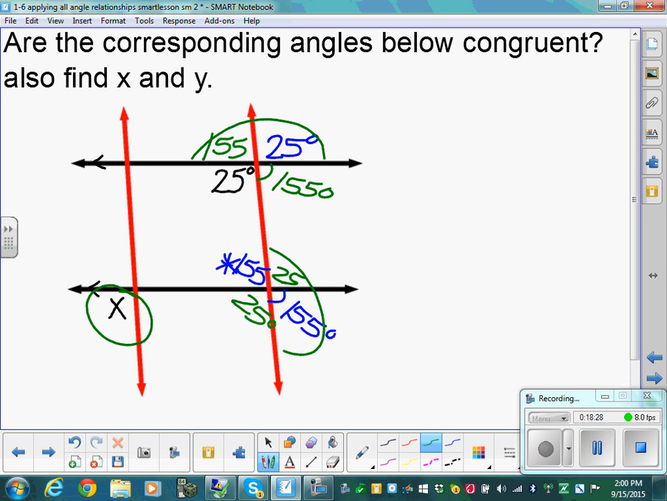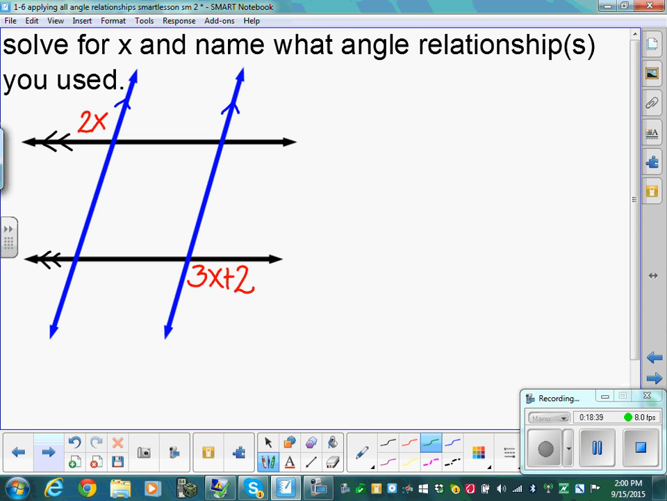Yes, ma'am. Okay, good. It says find X and Y if possible. But there's not even a Y. There you go. Okay, awesome. So it's undefined, right? It just means not possible. You couldn't solve for X given the picture.